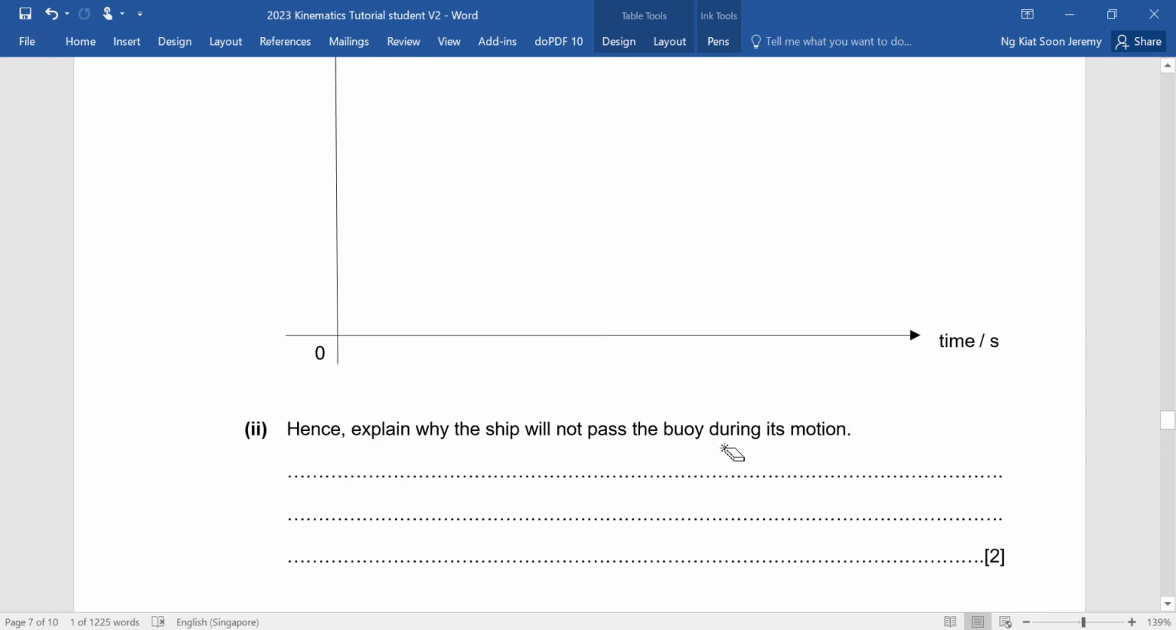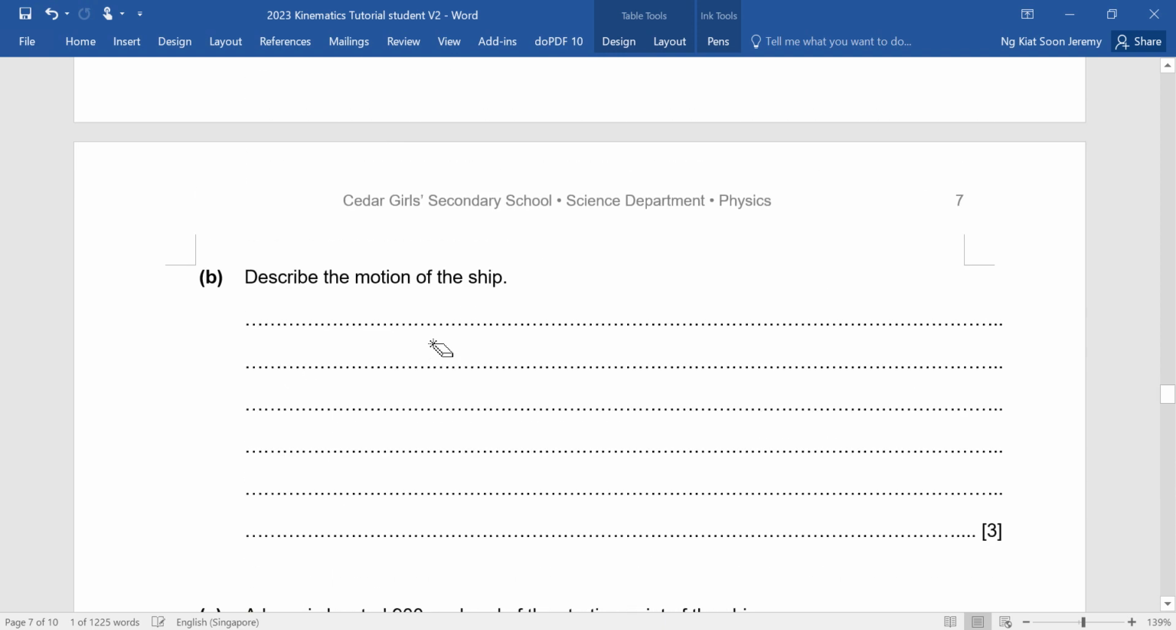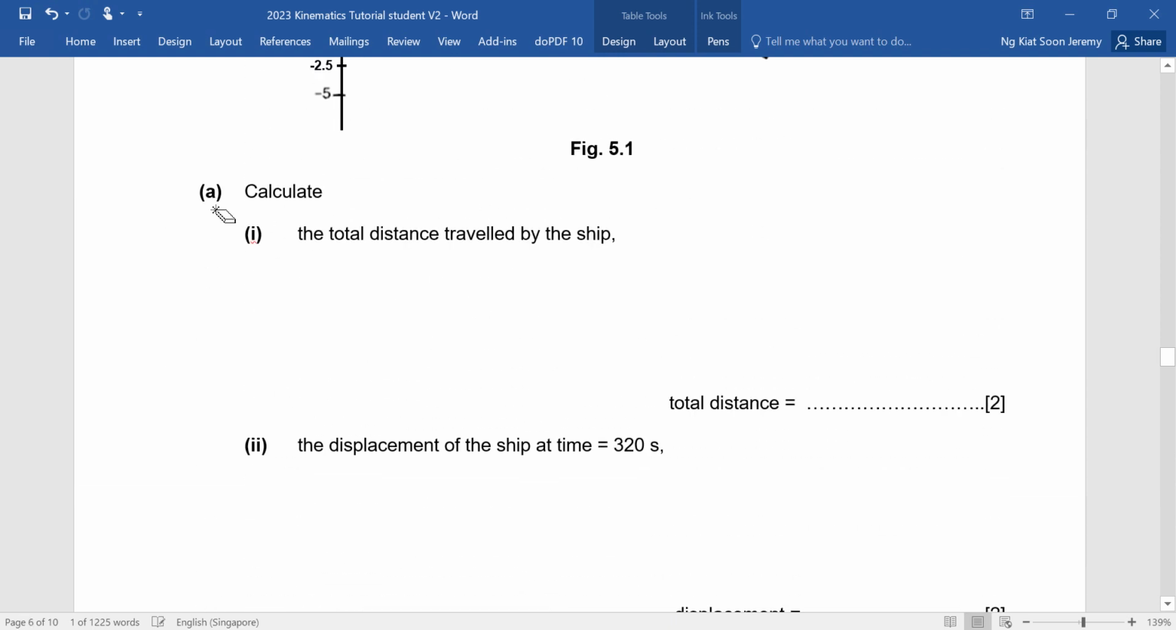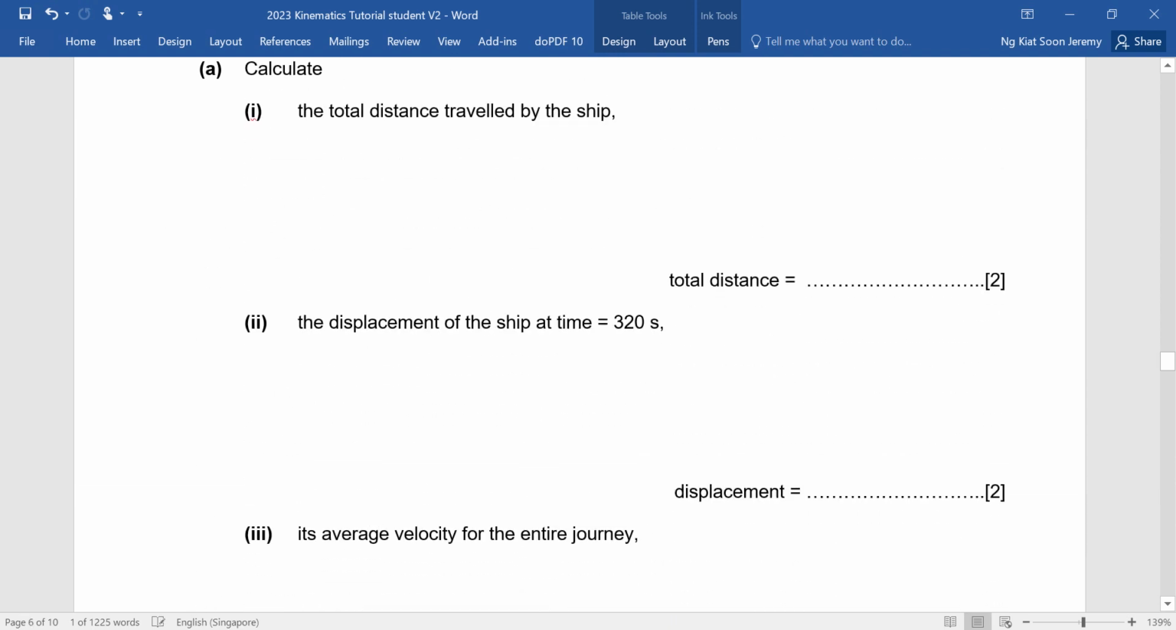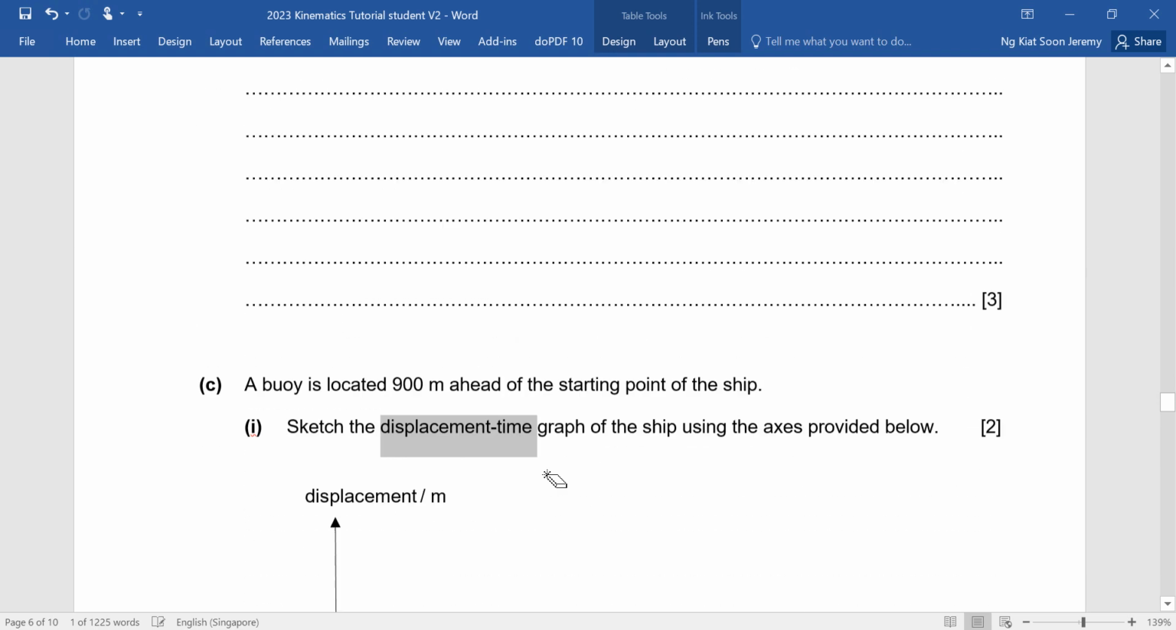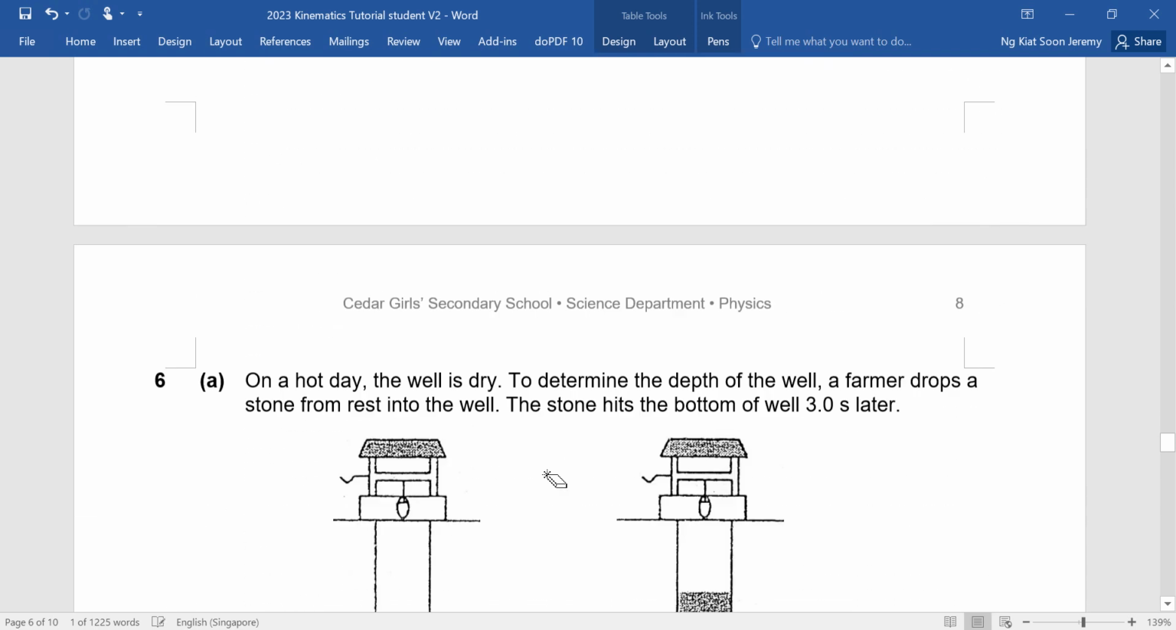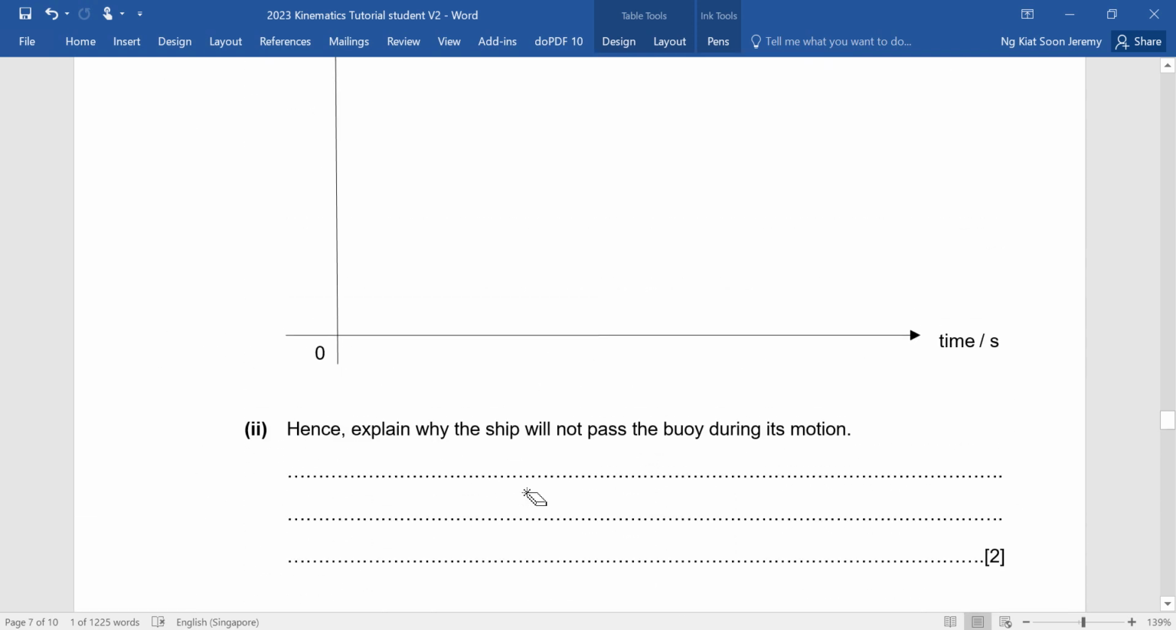Right, why the ship will not pass the boy? This one actually, I think most people understand. If you know how to draw the displacement arrow that we use to explain part 1 and part 2, alright, you should be okay. Right, is there anything else in this question? I don't think so. Yeah, okay, so the answer sheet, alright, refer to the answer sheet.